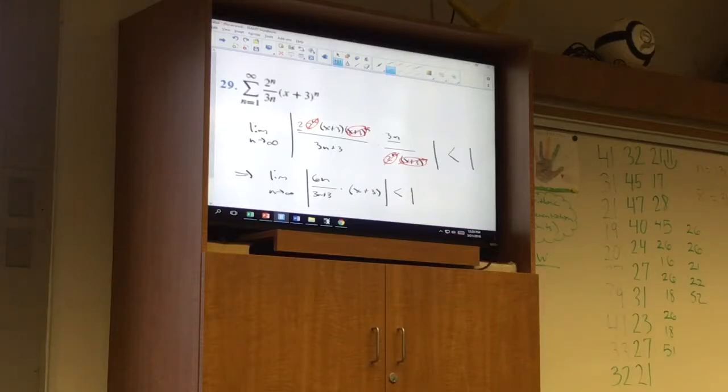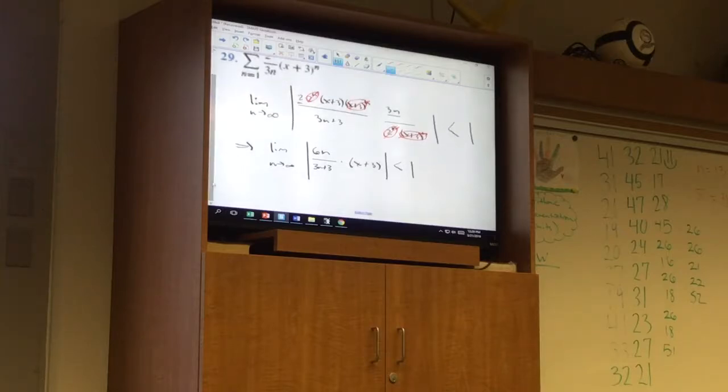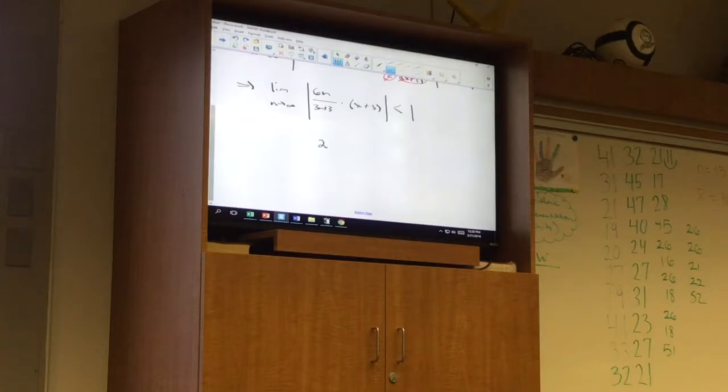So now what do I have? Once I apply the limit, this is not affected by n's at all, but this is. So what's 6n divided by 3n plus 3? 2. So here I have 2 times the absolute value of x plus 3 is less than 1. Let's divide by 2. So the absolute value of x plus 3 is less than 1/2. From this point, I can tell you that the radius of convergence is 1/2.